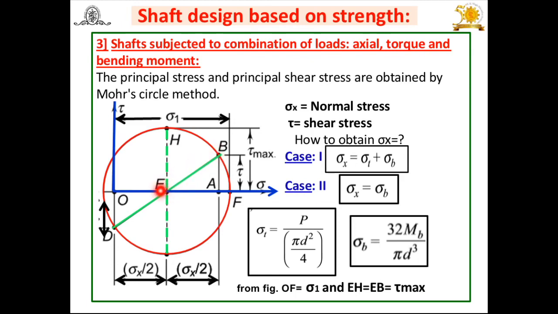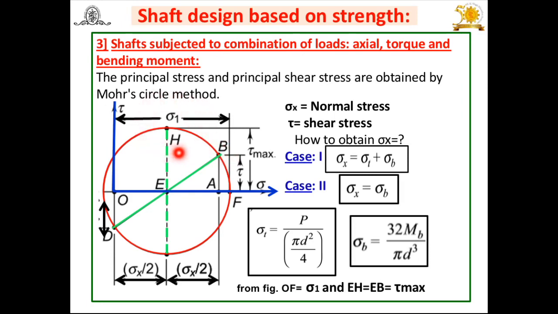But how to find out the AB? Now here EAB is a right angle triangle. You can find out the hypotenuse using the Pythagoras theorem. EB square is equal to EA square plus AB square. Therefore EB is equal to under root EA square plus AB square. But what is EA? That is sigma x by 2. And what is AB? It's the tau already located. So what you will get? The value of EB. That means sigma 1 is equal to OE plus EB. You will get sigma 1.